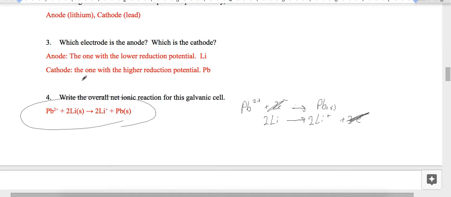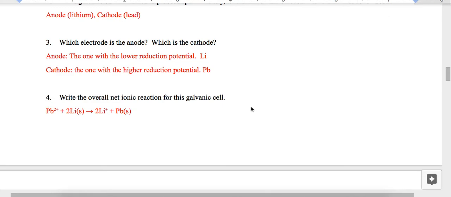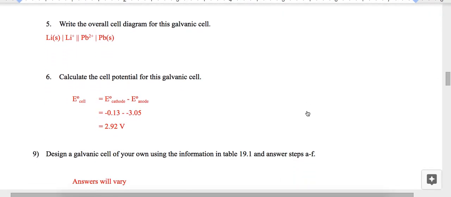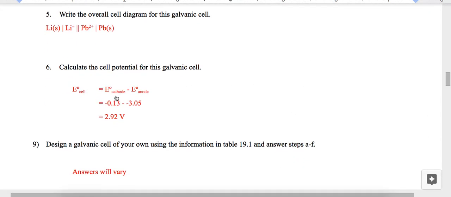So we have the anode, the cathode. Once we have all of this stuff conceptually down, then we can start doing the math, which will look like number 6. We have the cathode minus the anode, negative 0.13 minus negative 3.05. These values come from the standard reduction table. That's the handout you got in class, or it's a table in your textbook.